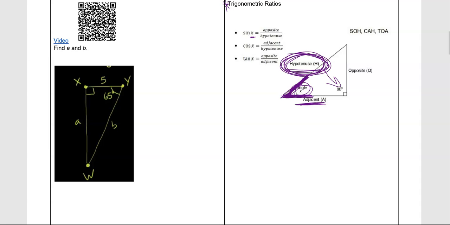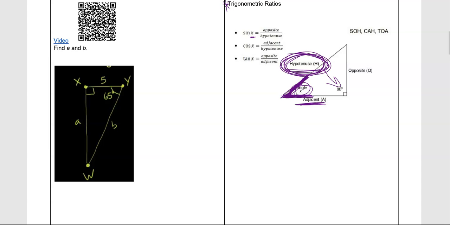Okay, and if you are doing a trigonometry problem, you will be labeling your sides A, O, and H instead of A, B, and C. All right, please do not forget that. That's where most of us had troubles when we did this the first time and the second time.